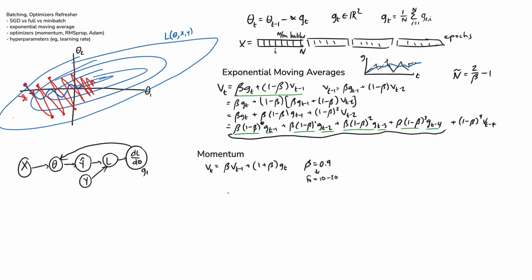Okay, and then once you have your moving average, you compute your model updates as such: minus your learning rate times the moving average of your gradients. Okay. So the intuition here, let me quickly try to reorganize this.